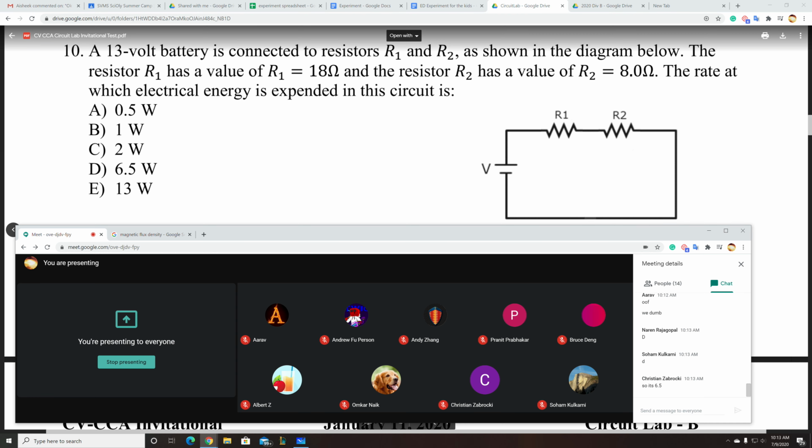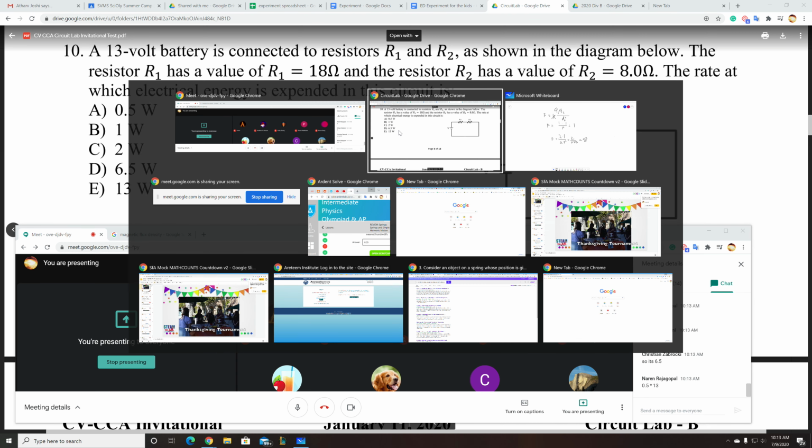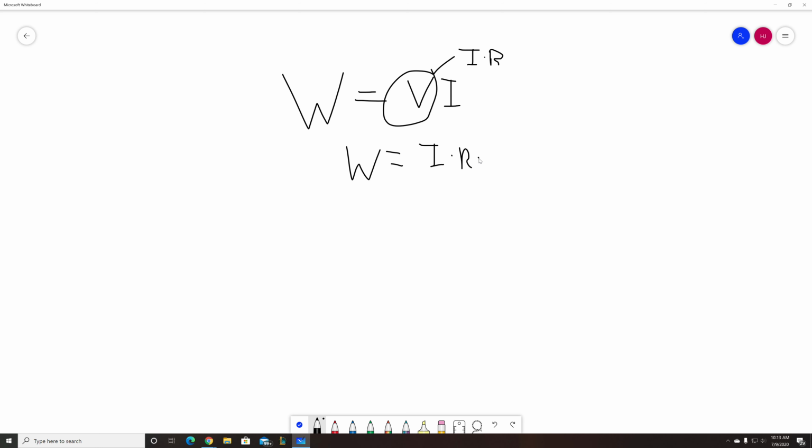I'm pretty sure everyone knows why. I'll just show a shortcut I took if you guys really want to use this. Watts is equal to I times V, or V times I, whichever you like. So you can manipulate this. You know how V is equal to I times R, right? So then you can make it I times R times I, which is just I squared times R.